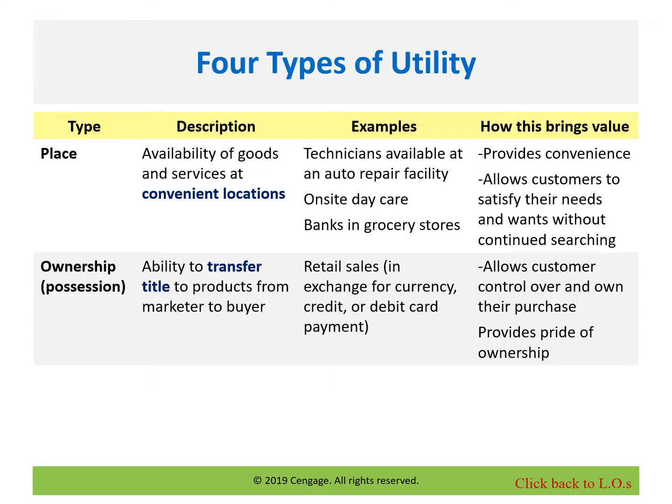Next is ownership or possession, which is the ability to transfer title to products from marketer to buyer. Example is retail sales in exchange for currency, credit or debit card, or cash. It allows customer control over and ownership of the product that they purchase. This also provides pride of ownership.